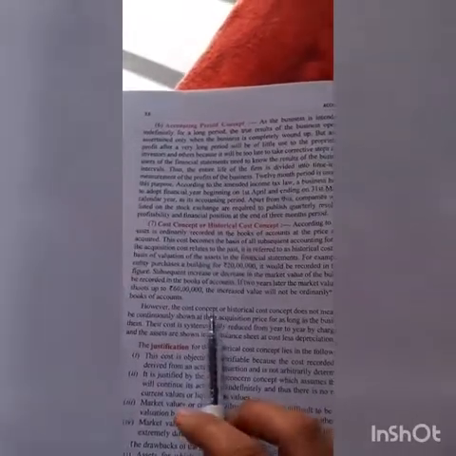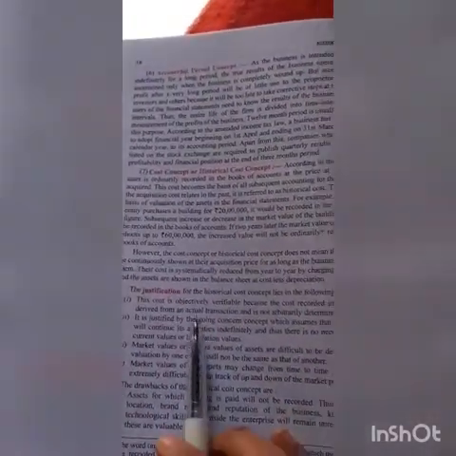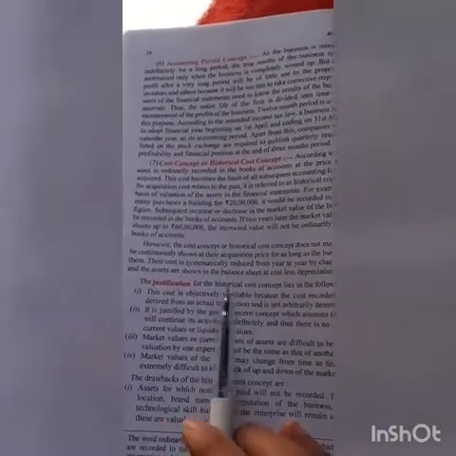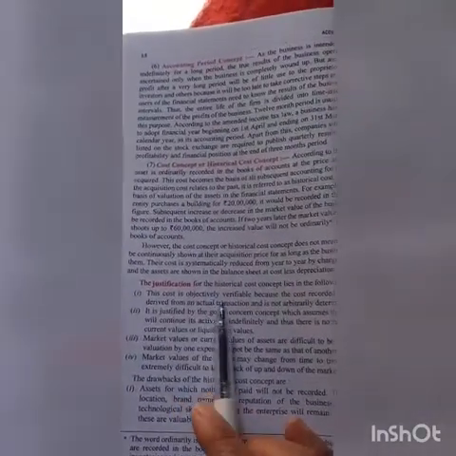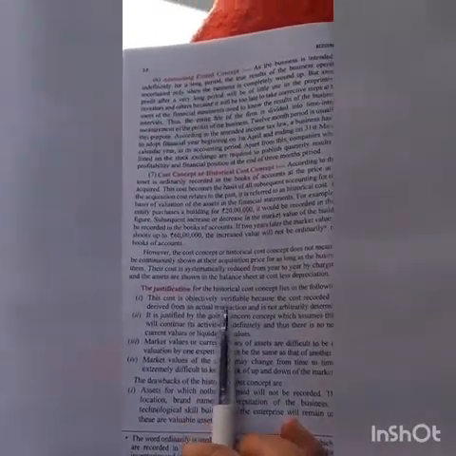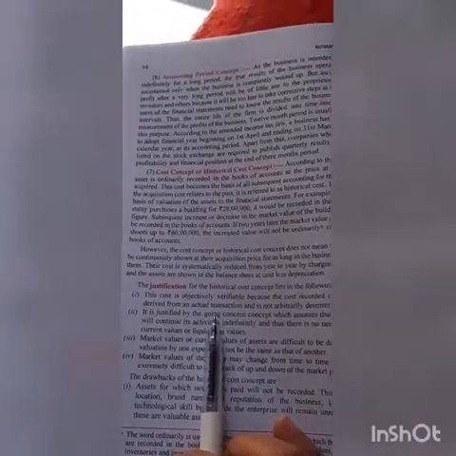We will not record the current market value of that asset. We have to record the purchase price at that time when we purchase the asset. Some justification for this concept is this cost is objectively verifiable because you have actually paid the amount for this transaction. So the cost is verifiable.